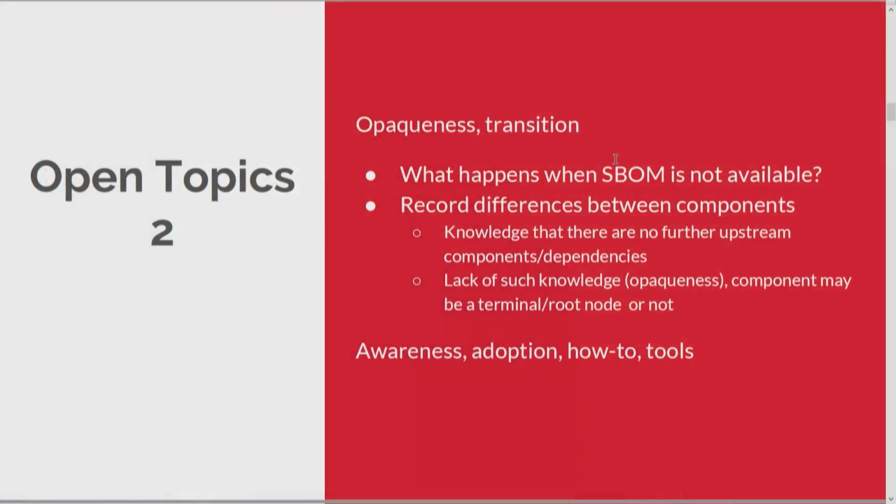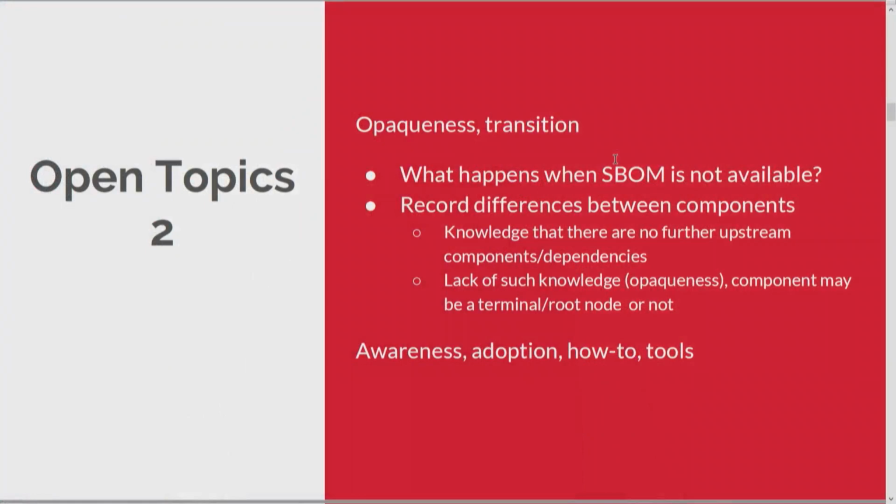Opaqueness and a transition period. In my dream world, when there's 100% compliance with this idea and it works well, we all have all the SBOMs we need and it's a done deal, with no transition period and no opaqueness. In the years or decades it's going to take to get to that point, and we'll never actually achieve it, we're going to have areas of lack of knowledge in this big graph of suppliers and their supply chains.